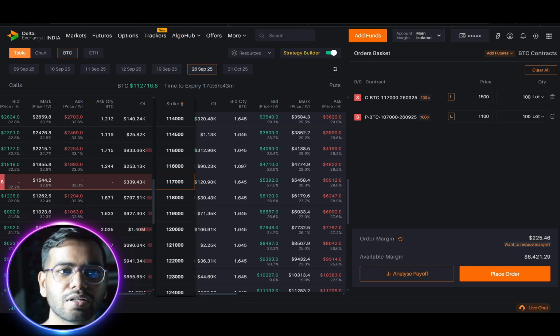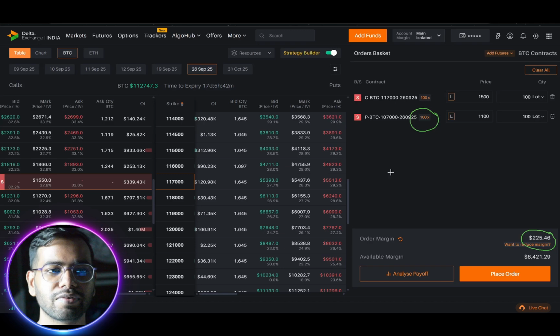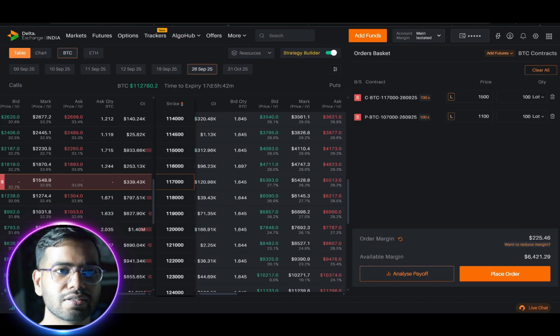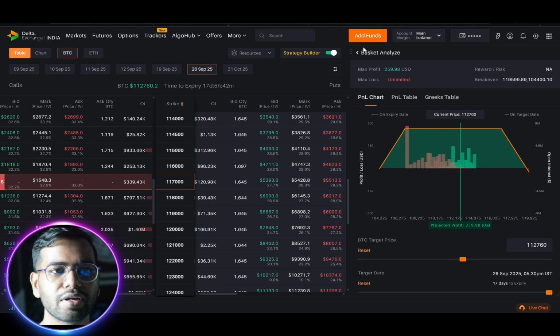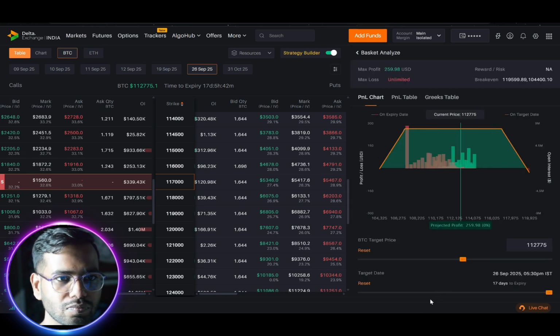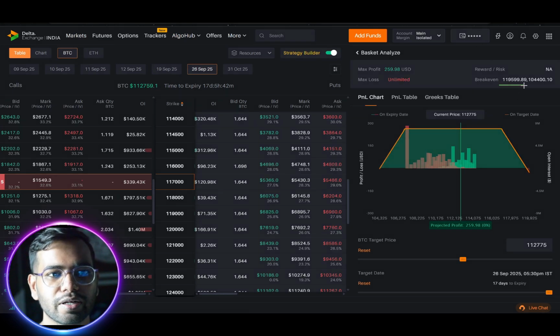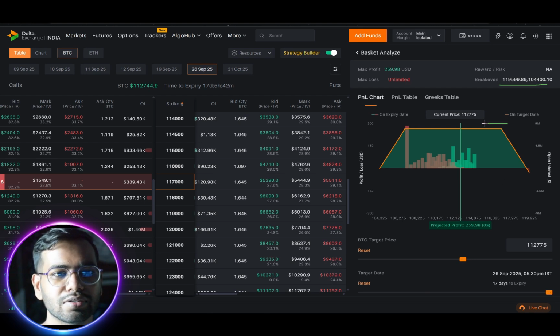The margin used will be around $225 at the 100x leverage we have selected. This is a handsome return, as $259 is more than 100% return, and it allows us to make a strangle. You can also see the break even: 1,19,599 on the upper side and 1,04,400 on the lower side, until expiry.